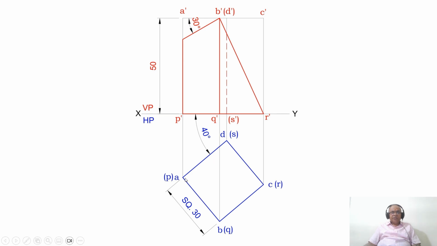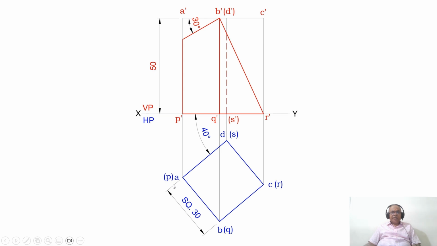Then again by using the compass, you measure the distance of 30. From D, you cut an arc on this 90 degree line or perpendicular line. Similarly from A also, you cut the same thing. And you mark this point as B and C. Join A to B, B to C, C to D and D to A with a dotted line.